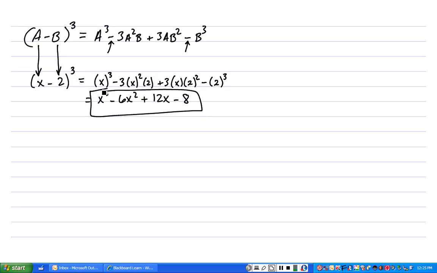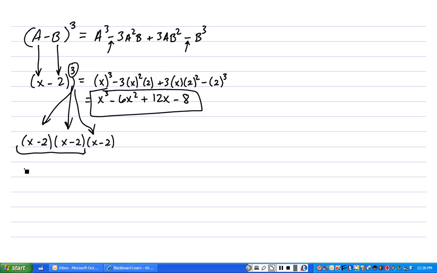But if we do not know the formula, then we can just write it out: x minus 2 cubed, so writing it 3 times because of that 3 right there. If I FOIL just the first 2, I get for my first, x squared, outside is a negative 2x, inside is a negative 2x, negative 2 and negative 2 is a negative 4x. Then last is 4. So here's my answer for multiplying the first 2 binomials. That times the last, x minus 2.